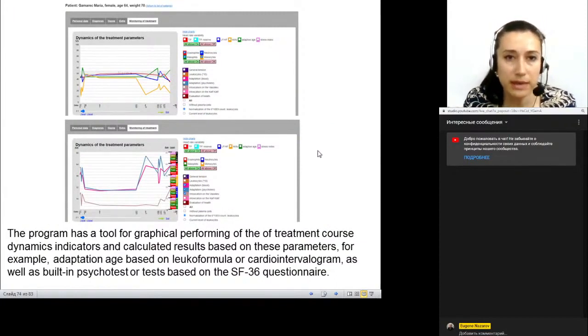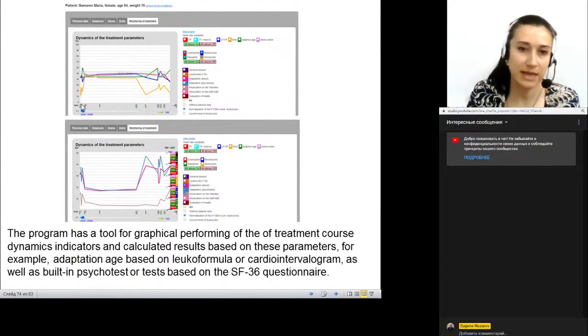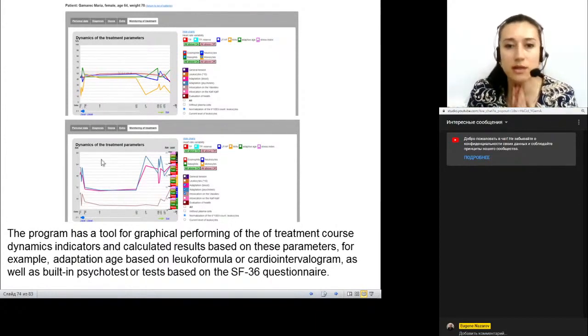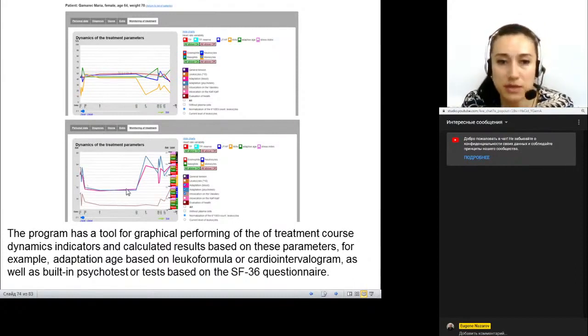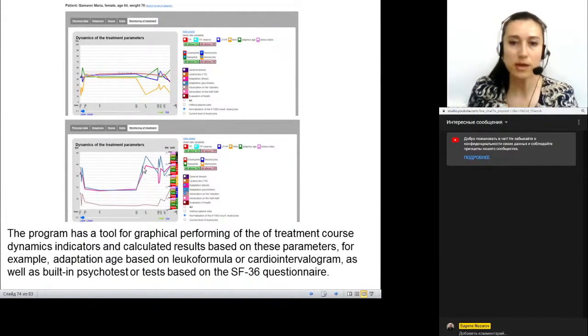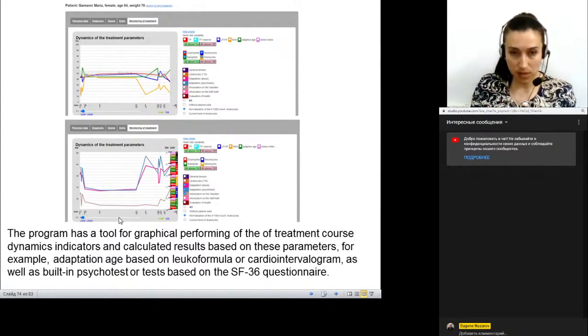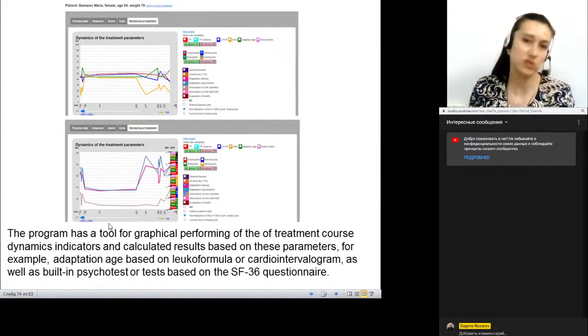So the program has tools for graphical presentation of the treatment course dynamics, indicators, and calculated results based on these parameters. For example, the adaptation age based on leukoformula or cardio-intervallogram, as well as a built-in psychotest or a test based on the SF-36 questionnaire.